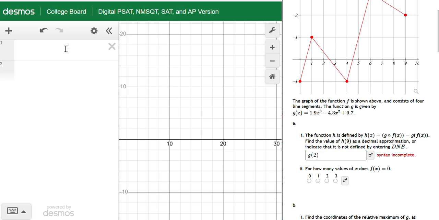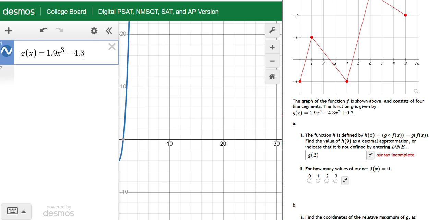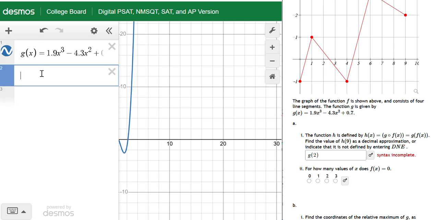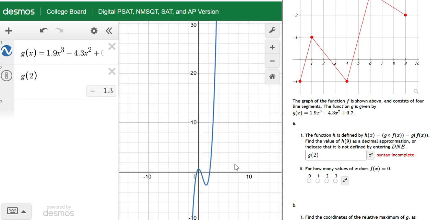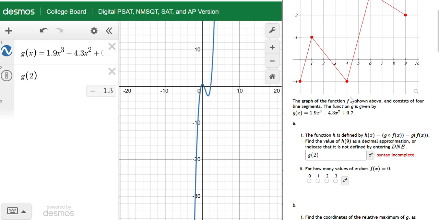evaluate g of 2. So one way to do that is to actually type the original function just as it is directly into Desmos. And if I do that, here is my function. I can then evaluate g of 2 directly. And what I see right here is that my answer is negative 1.3.